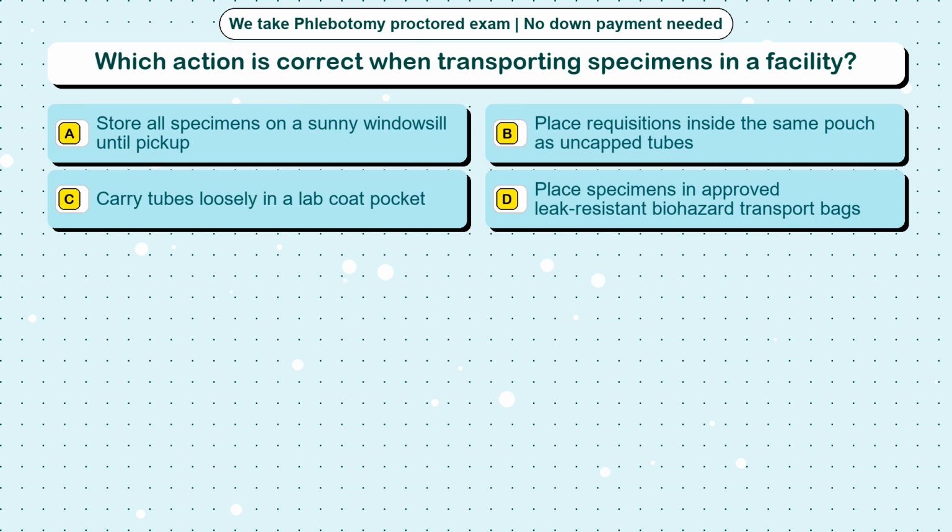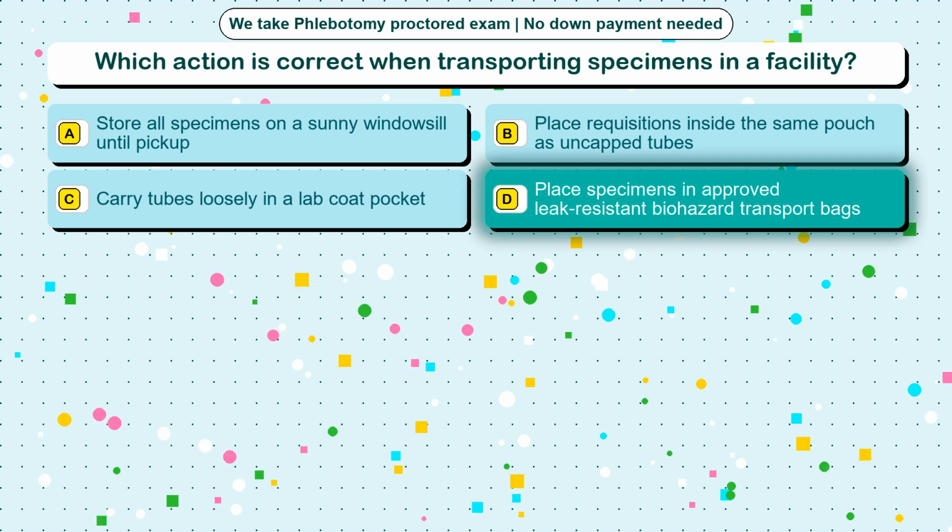Question 84. Which action is correct when transporting specimens in a facility? Option A, store all specimens on a sunny windowsill until pickup. Option B, place requisitions inside the same pouch as uncapped tubes. Option C, carry tubes loosely in a lab coat pocket. Option D, place specimens in approved leak-resistant biohazard transport bags.